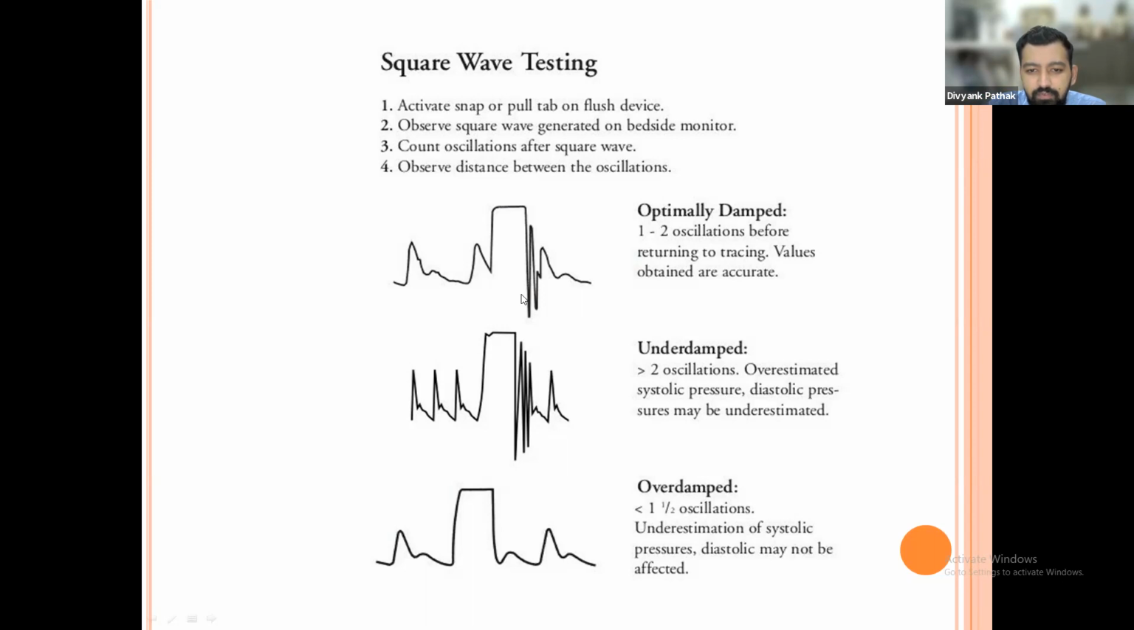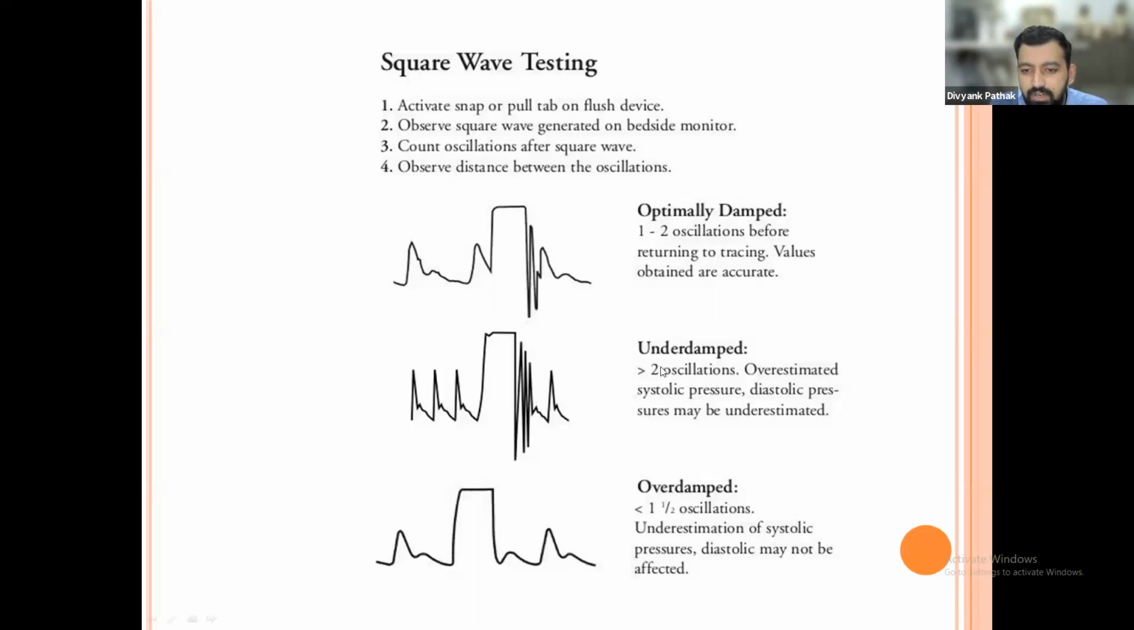After releasing, we have to count the oscillations until the normal waveform comes. This oscillation has a characteristic value. If there are 1 to 2 oscillations before returning to the normal tracing, then the values are mostly accurate. The first oscillation is this upstroke, then the second oscillation is this downstroke. This is 1, then the second. Generally we say that 1.5 is the ideal.